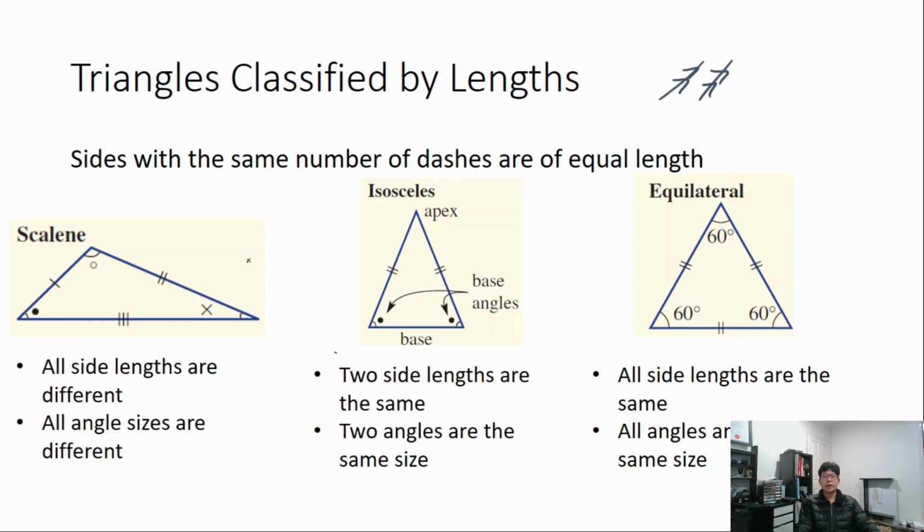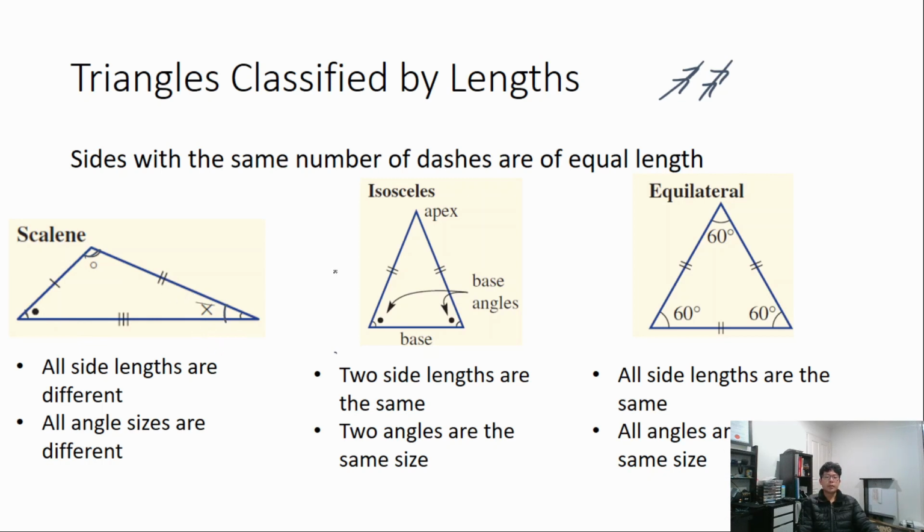The first one we have on the left is a scalene triangle. In a scalene triangle, all sides are different lengths. Notice they all have a different number of dashes, indicating that they have different side lengths. And this also means that all the angle sizes are different. So that angle, and that angle, they all have a different size.